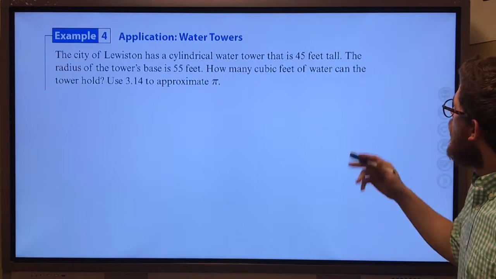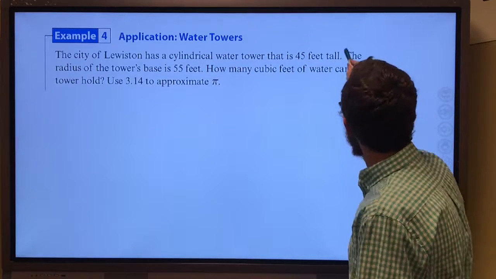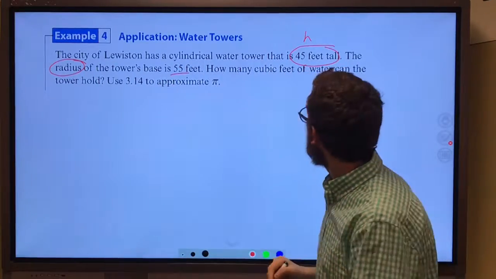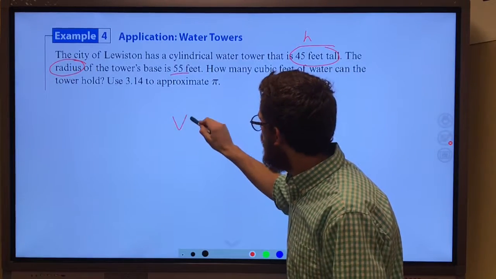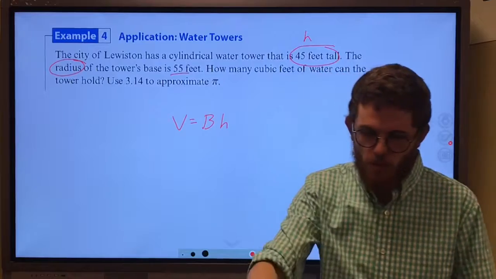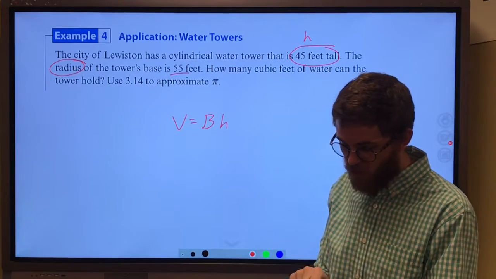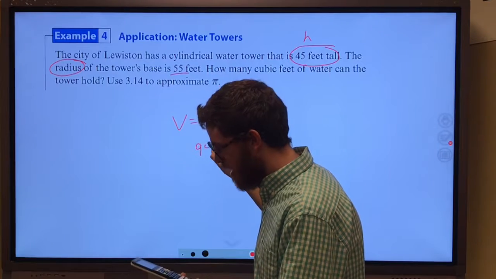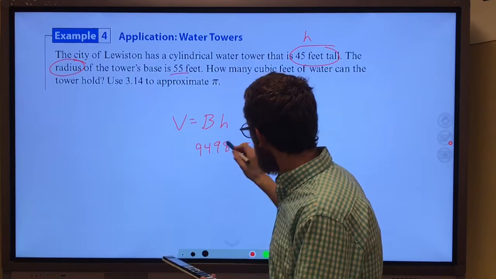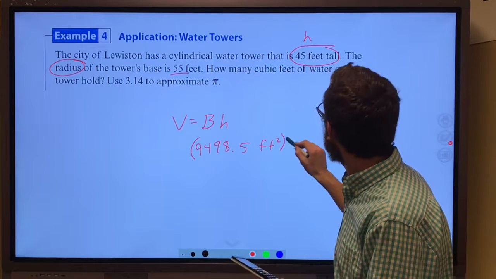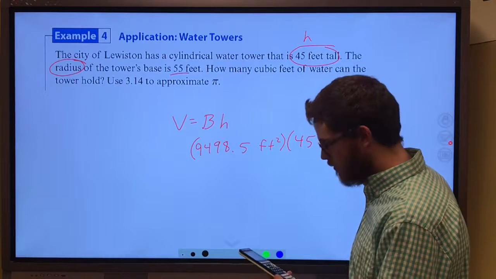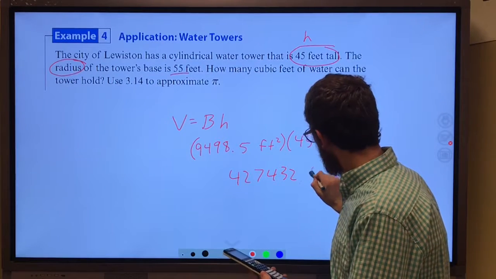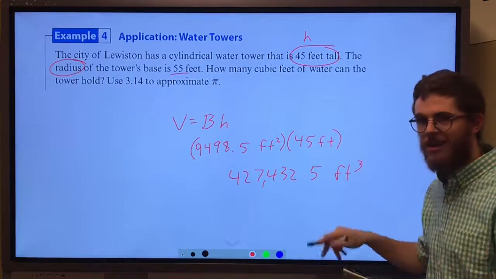Finally here, we're told that the height of this is 45 feet tall. The radius is 55 feet. We want to know how many cubic feet. We want to know the volume. We're also going to use 3.14 for pi. So the area of this, 55 squared times pi. Then I use 3.14 for pi. I got the area of the base to be 98.5 square feet. And we're going to multiply that times the height, which is 45 feet. It's that many cubic feet.